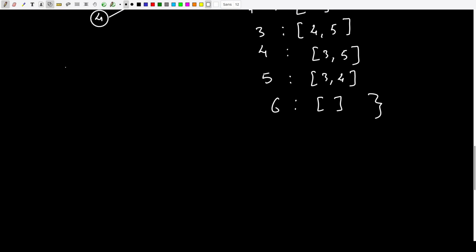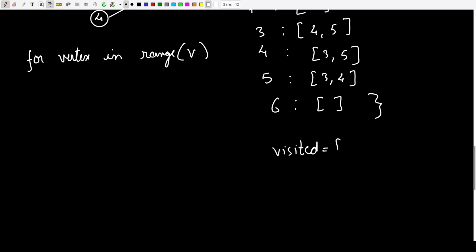So the way we are going to perform DFS is, for vertex in range of V. The number of vertices is given to us, and that info is there in V, and we are going to iterate on vertex. Then we will have something known as visited, whether a particular vertex has been visited or not. Initially, for all vertices, the value will be false.